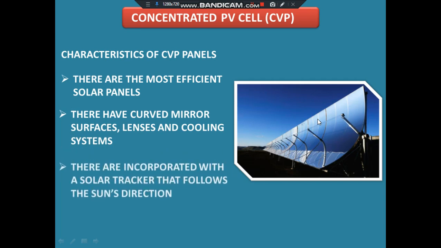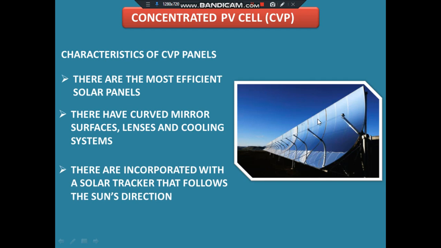They are incorporated with a solar tracker that follows the sun direction. When you are talking about the solar tracker, it will move in proportion to the sun rays. That means as the sun is moving, the solar tracker will keep moving the solar panel so that it receives maximum insolation all day long as far as there is sun.